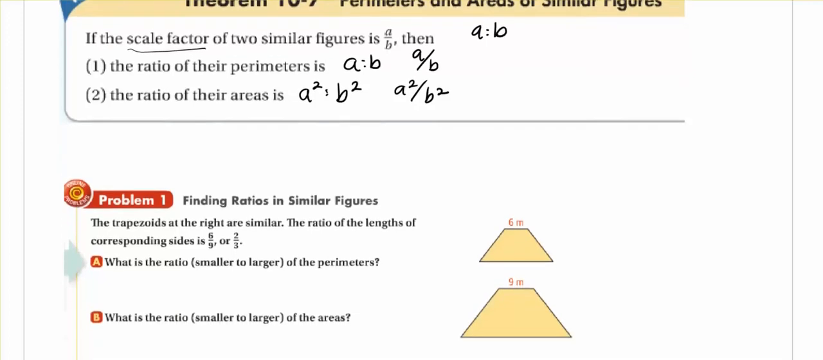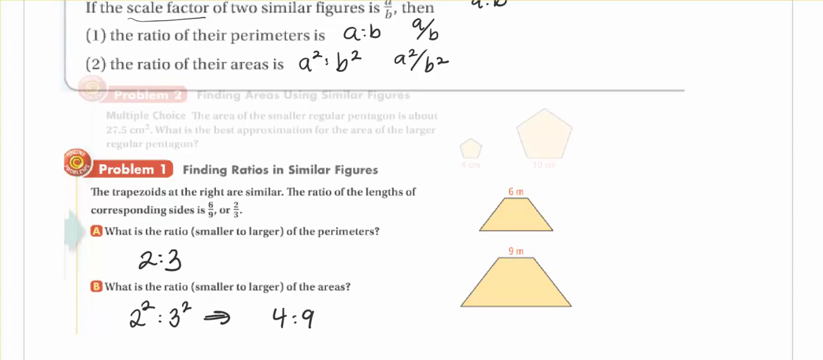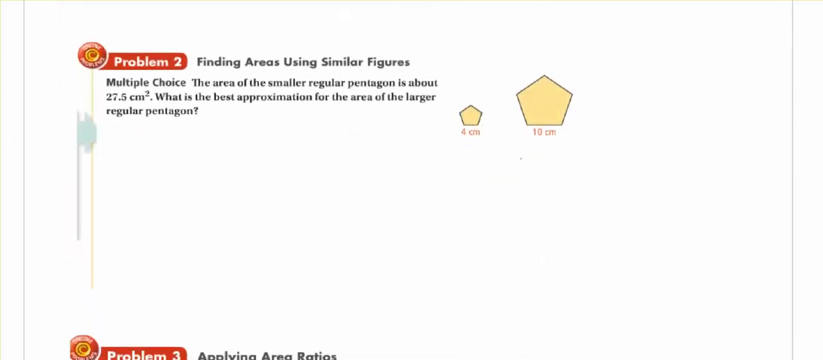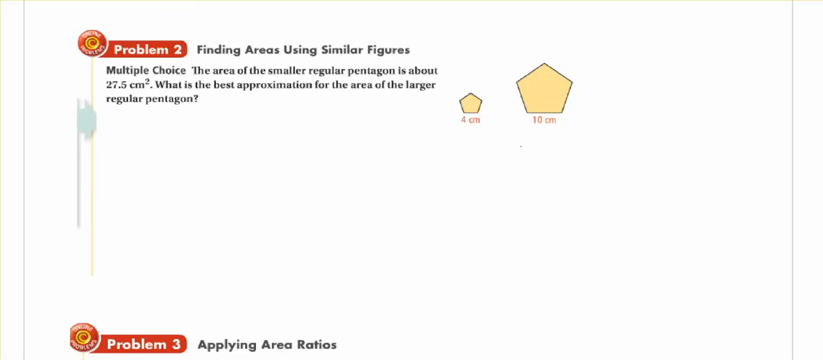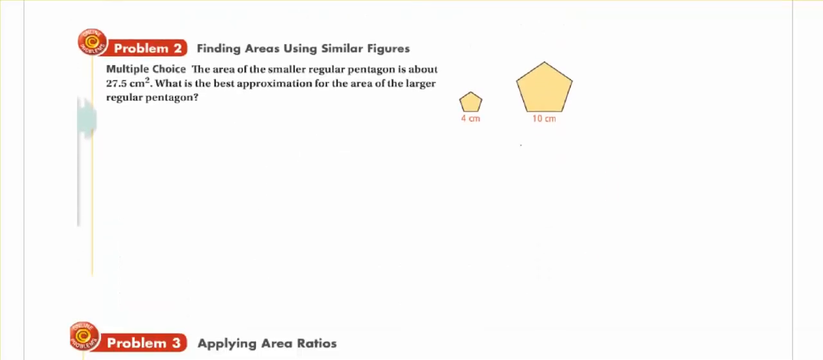So if you take a look here, the trapezoids at the right are similar. The ratio of the lengths is 6/9 or 2:3. So if you want to know the ratio of their perimeters, it will also be 2:3. And if you want to know the ratio of their areas, it's just going to be 2 squared to 3 squared, or 4:9. Go ahead and try problems 2, 3, and 4 on your own. Take a few moments, so maybe pause the video and then come back and check your answers.